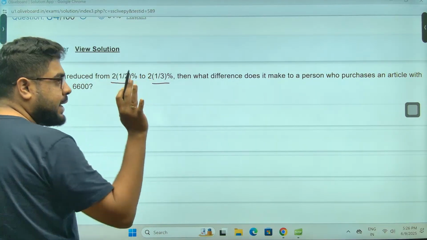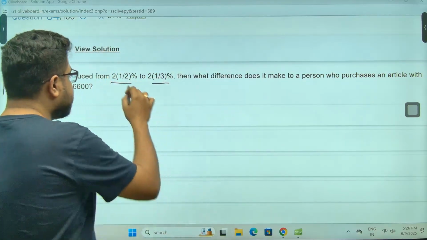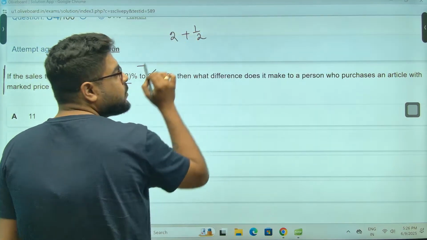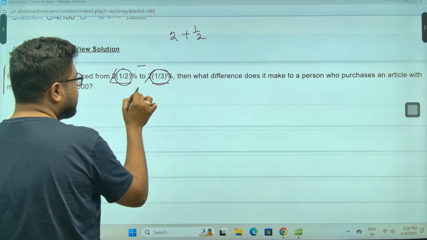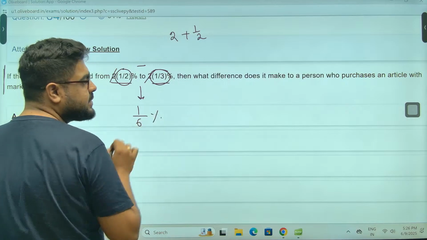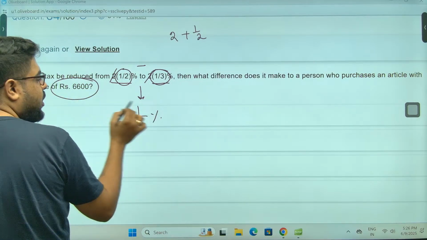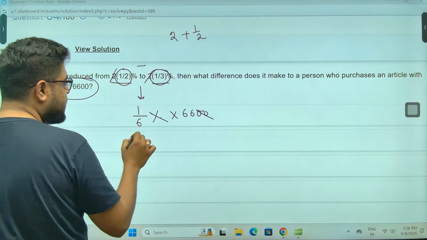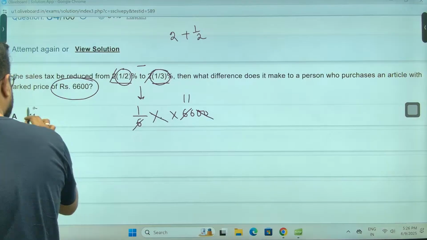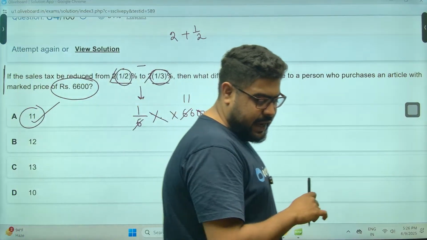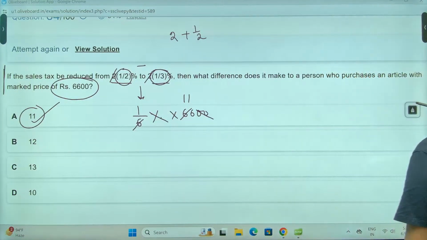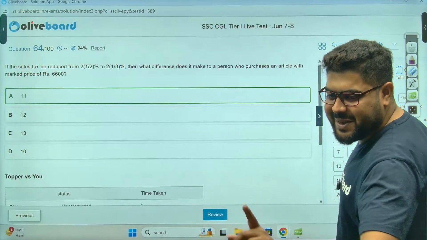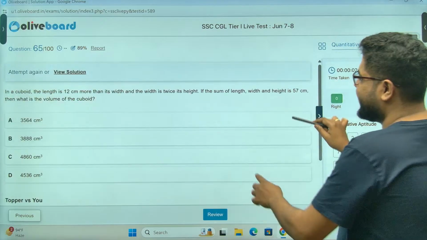So sales tax reduced from this. Achha, 2 minus, like always, reduction meaning percentage. So if I do minus, 2 cancels because 2 whole 1 by 2 means 2 plus 1 by 2. So it's ultimately 1 by 2 minus 1 by 3, meaning 1 by 6% difference. Of what? Of this, of 6,600 rupees. Sir, percentage and double zero gone because of the 100. So the answer will be, sir, 11. Option A, 11 is the correct answer, sir. Use a little bit of your brain, not too much. बाकी subjects भी हैं, right? Chalo.